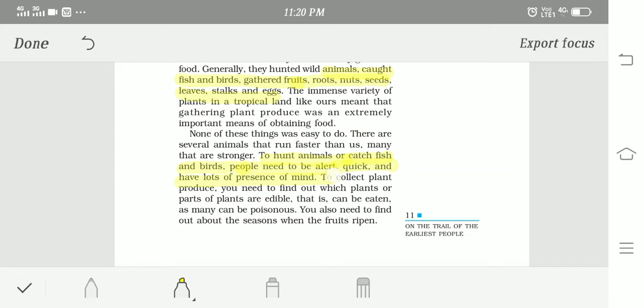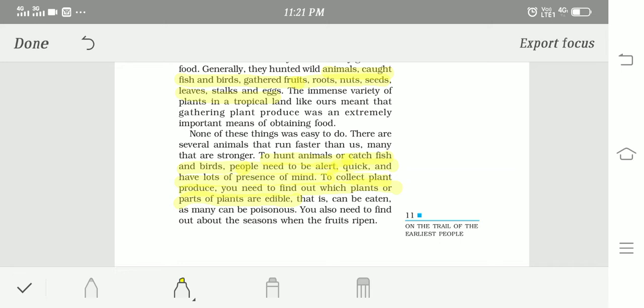Now, if they want to collect any produce from the plants, what are they supposed to know? They are supposed to know whether this plant or the product of the plant is edible, meaning fit to eat or not. If they eat something wrong, they could die. There could be a bad result, or even a disease. So they have to get the knowledge. And how will they get the knowledge? By practice. The people living in a group have knowledge, and they transfer that knowledge from one generation to another.